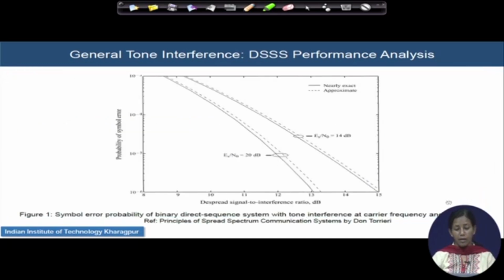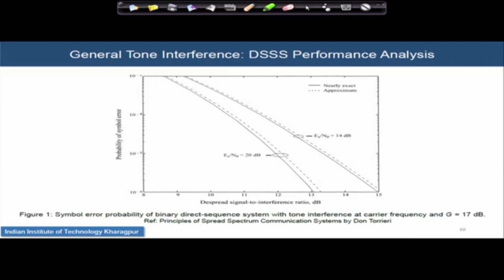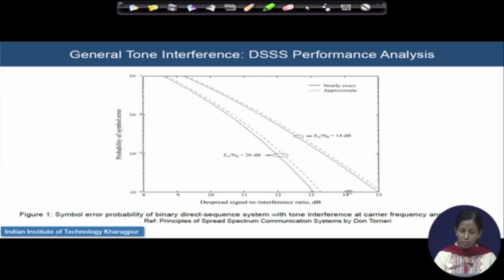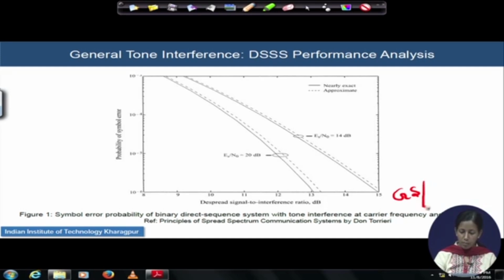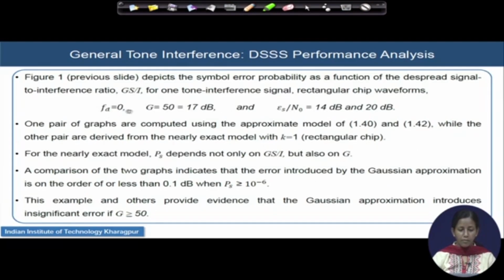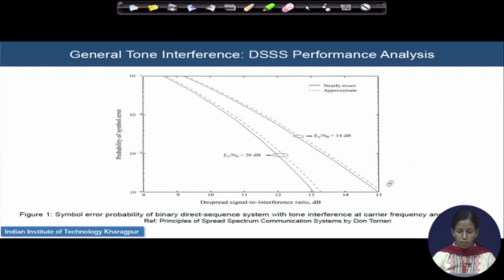Now, it is time to compare the performance of the nearly exact and the approximated values, and their effect on the symbol error probability with respect to disparate signal to interference noise ratio. The signal to interference ratio is given by G S by I, because your desired signal is having a processing gain of G, and I was the interference power added at the receiver front end. If I consider that the value of G is equal to 17 dB and the other values are considered like this, where f_d was equal to 0 and E_s by N_0 was given by 14 dB and 20 dB, both considered. So, we are here.